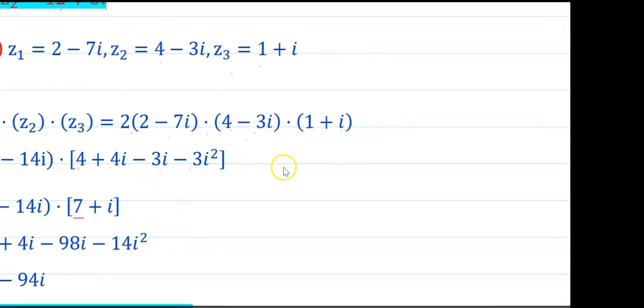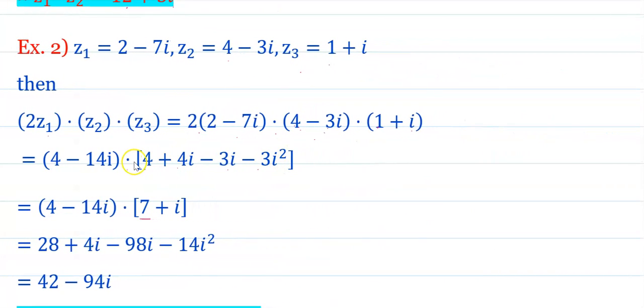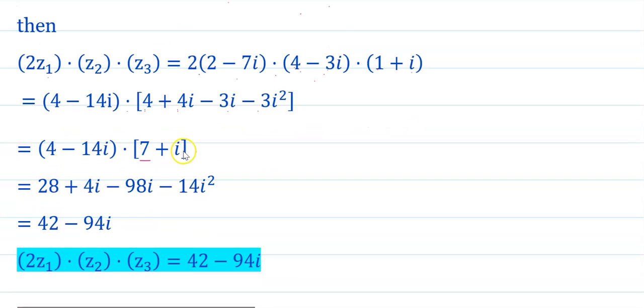Okay, i square means minus 1. Minus 1 into minus 3, that will become plus 3. Plus 3 plus 4, 7. 4i minus 3i, you are getting here i. Next multiplication: this 4 will multiply with 7 plus i. That is 4 into 7, 28. 4 into i, 4i. Minus 14 into 7, minus 98i. Minus 14 into plus i, minus 14 i square.